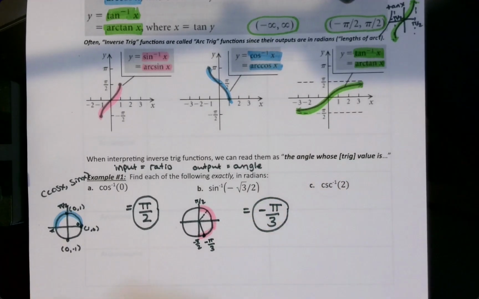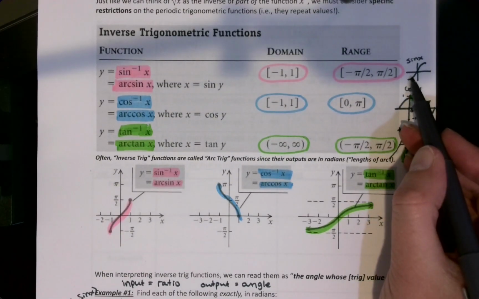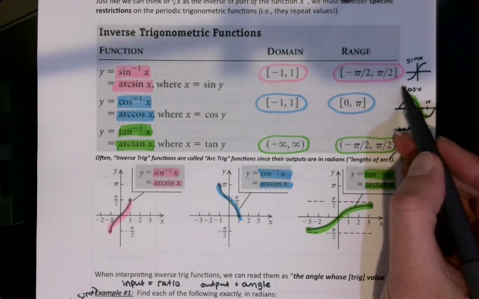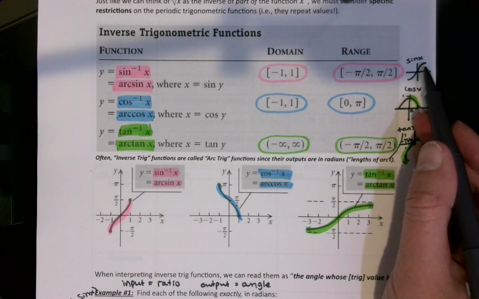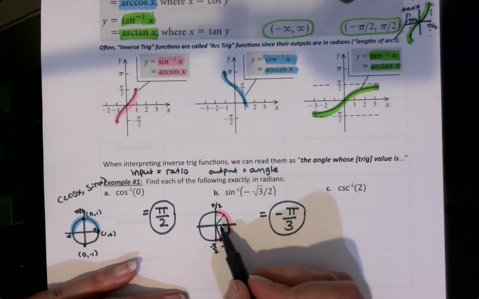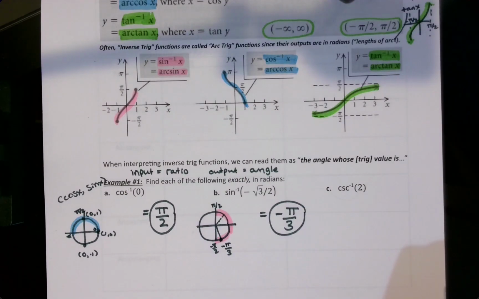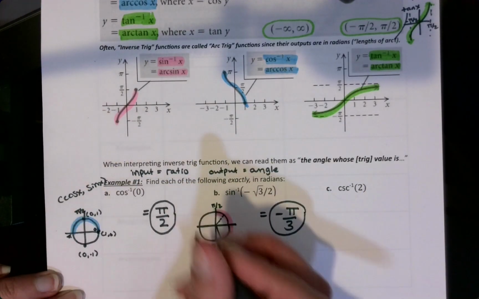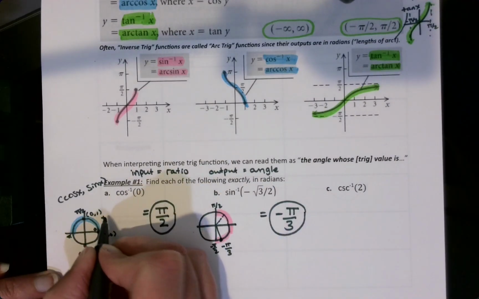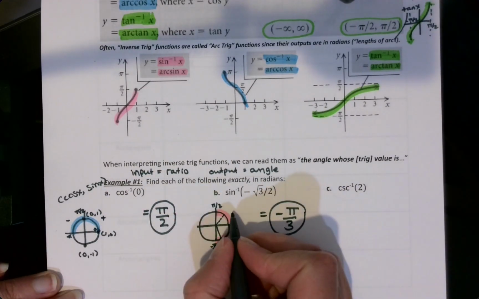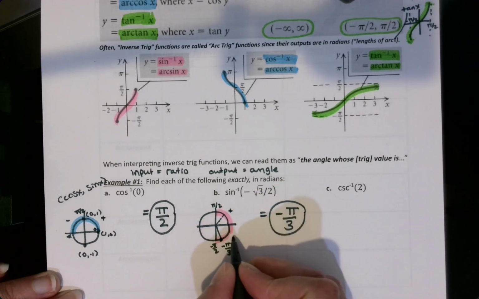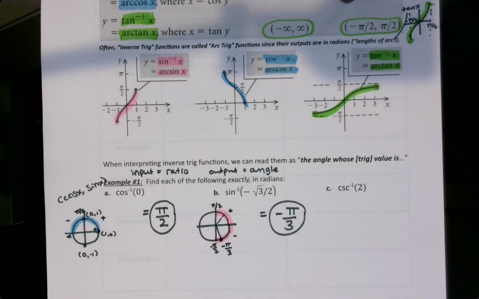In case you didn't notice, in the sine function, we have negative angles past 0 and the positive angles above. So our angles are going to be outputted as negative angles if their sine values are negative. All right. Once again, the cosine ratio is positive in quadrant 1, negative in quadrant 2. The sine value is positive in quadrant 1, negative in quadrant 4.